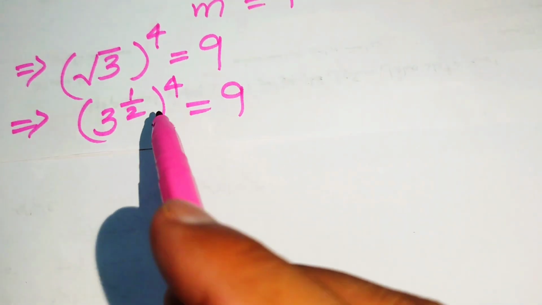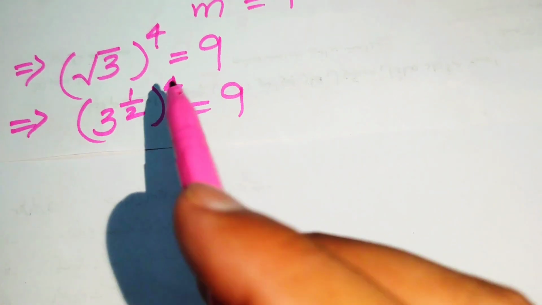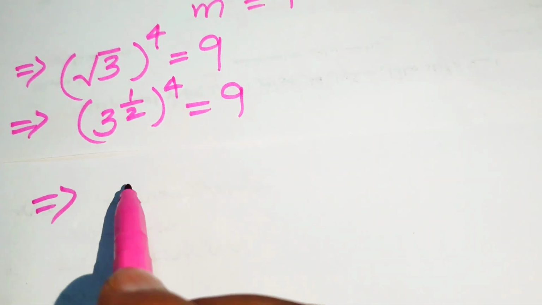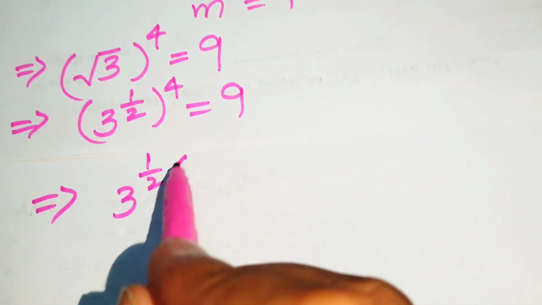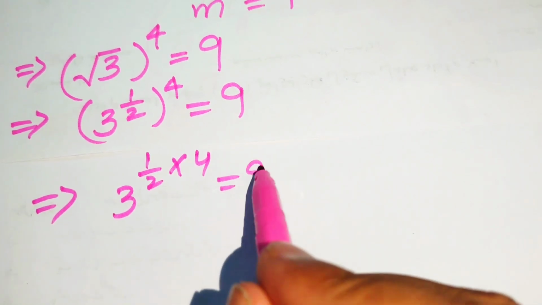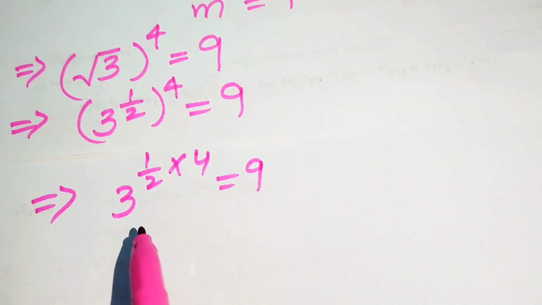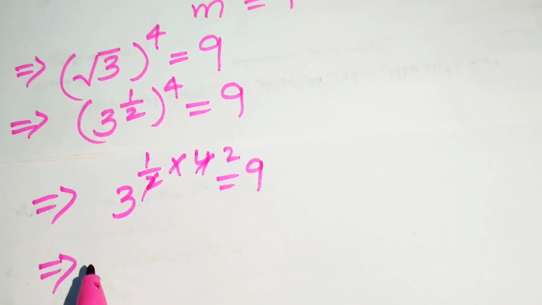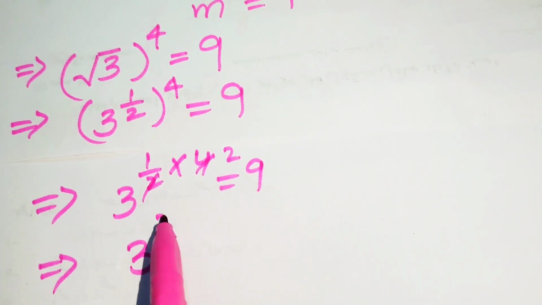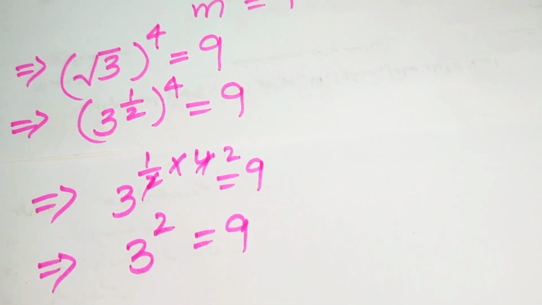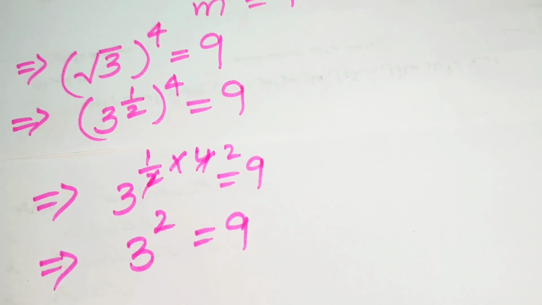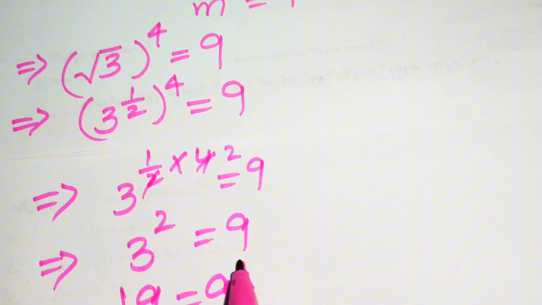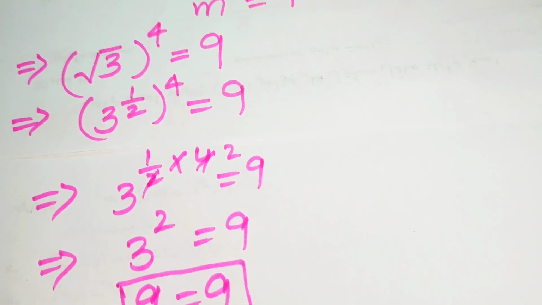Here we multiply these two exponents, and it is written as 3 to the power of 1 over 2 multiplied by 4 equals 9. We get 2 times 2 becomes 4, so we have 3 to the power of 2 equals 9, and we obtain 9 equals 9. It means that this satisfies our given question statement.